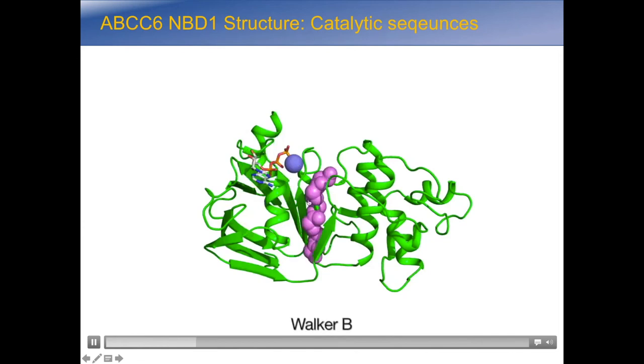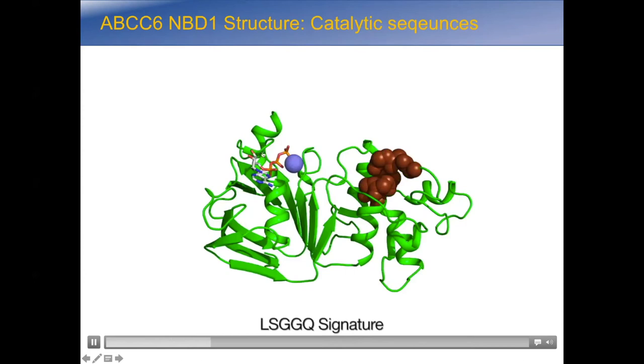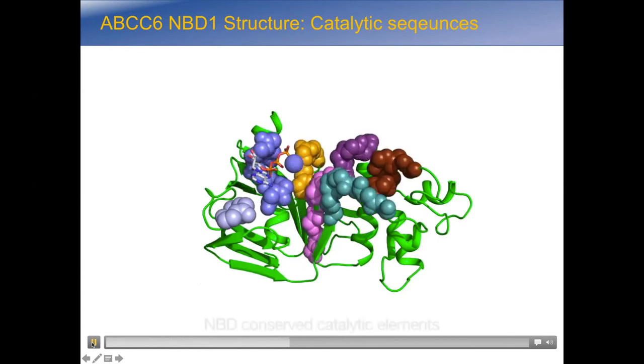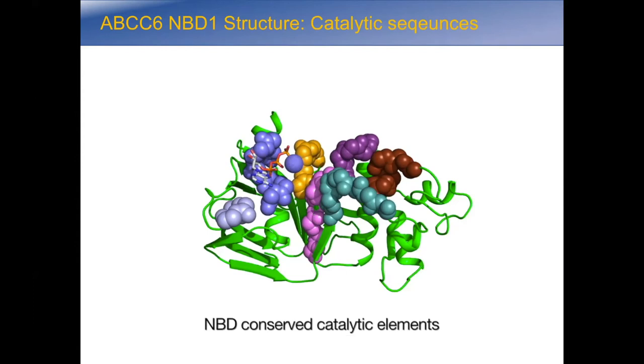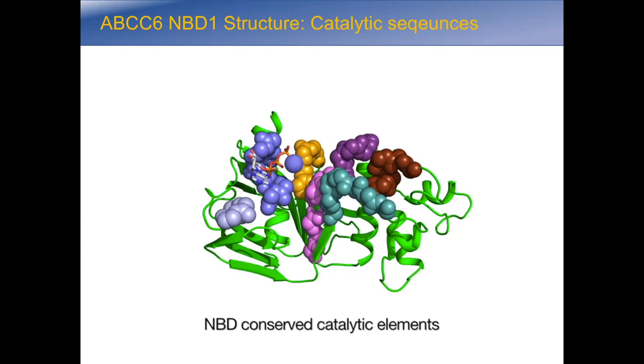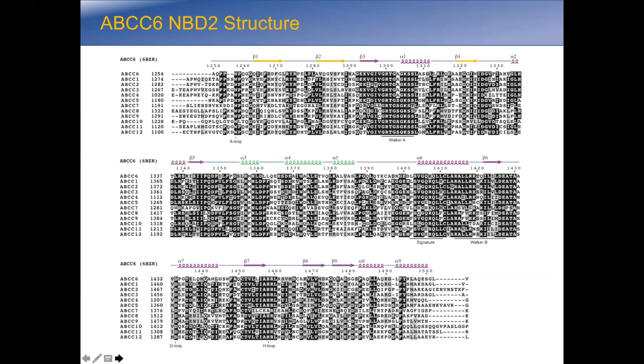And then we're just going to walk through the common features of all these NBDs. We had a Walker A that showed up, a Walker B, this LSGGQ, an H-loop sequence, a D-loop sequence now, Q-loop sequence will come up next, and then what we call the A-loop, and I'm going to pause it when this comes up in a second. And the point of this is just to show you that really all of these sequences that are colored balls here surround this ATP, and this is the part of the protein that does the hard work. This is the motor that drives the transport that moves things out of the cell. And it's really by binding the ATP in this site and then this coming together with the other half, which would be at the top of the screen, that we can provide energy for the transport process to get things secreted from the cells.